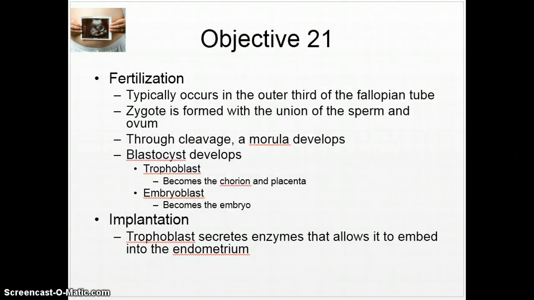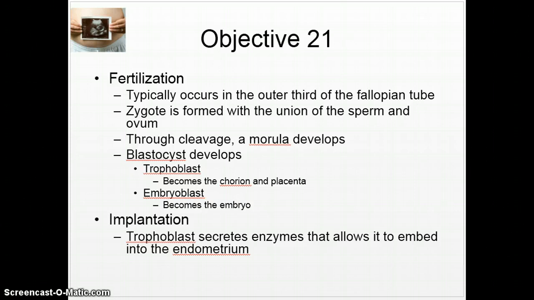Fertilization typically occurs in the outer third of the fallopian tube. You can see that in figure 8.8 in your book. A zygote is formed within the union of the sperm and the ovum. As soon as the sperm penetrates through the outer core of the egg, it reaches the inner portion of the egg. There's a chemical change that occurs in the cellular membrane of the egg, which allows no other sperm to penetrate. Through cleavage, which is cellular division, a morula develops, and a morula is just a solid ball of cells.